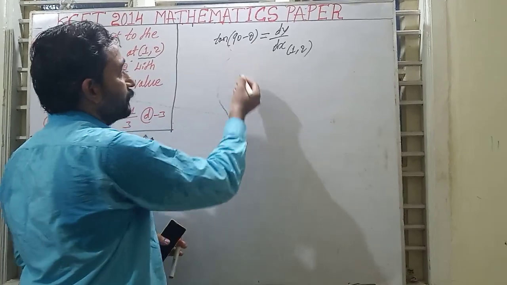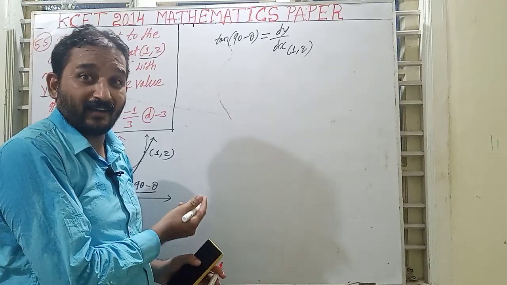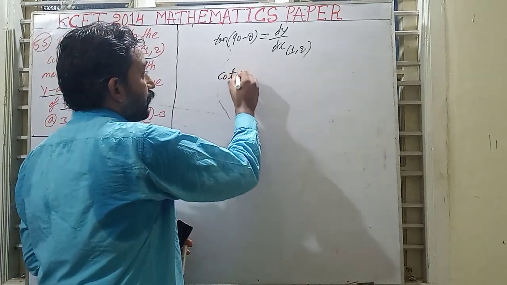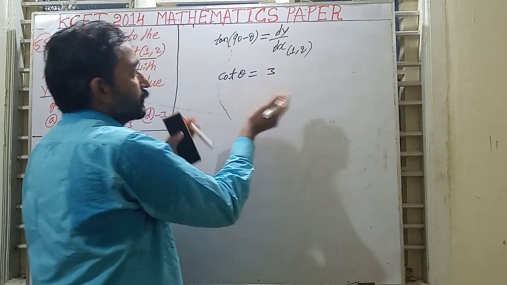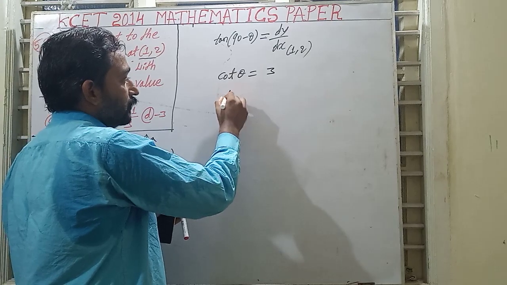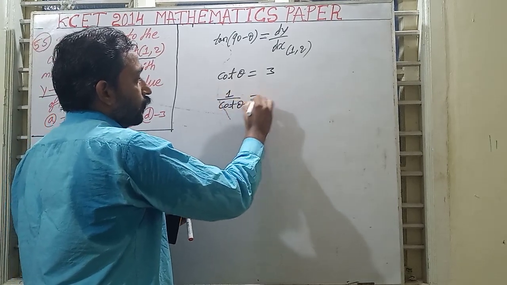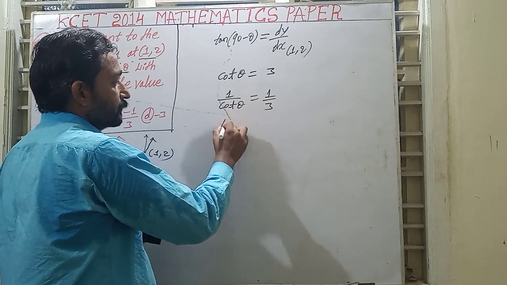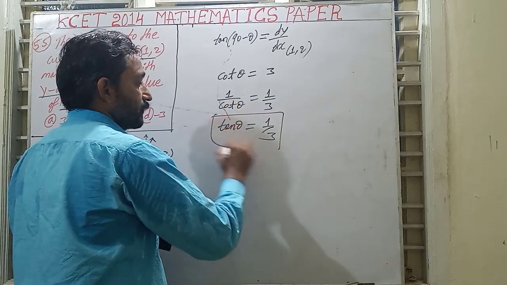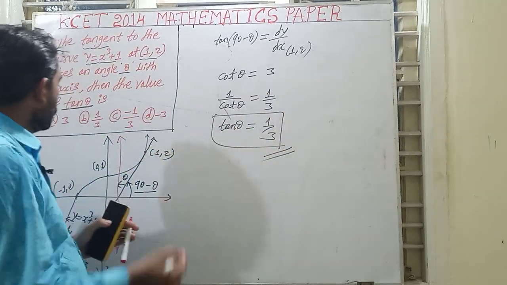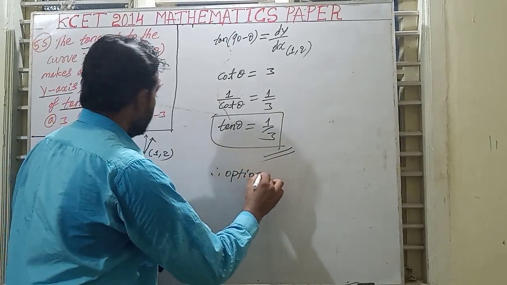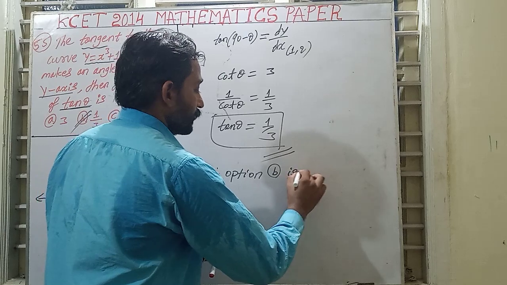Tan(90 minus theta), using the allied angle formula in trigonometry, becomes cot theta. Cot theta is equal to 3. Take the reciprocal on both sides: 1 by cot theta is 1 by 3. But 1 by cot theta is nothing but tan theta. So tan theta is equal to 1 by 3, and the required answer is obtained. The answer is 1 by 3, so option B is correct.